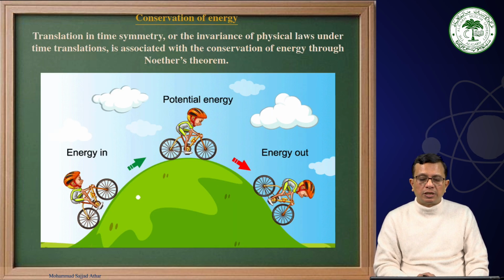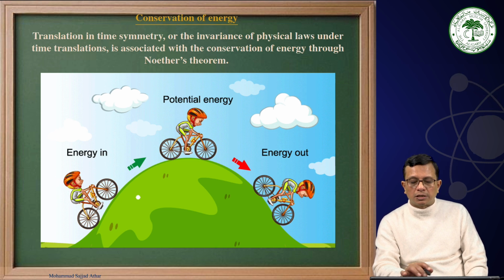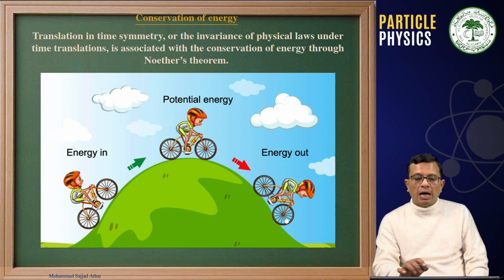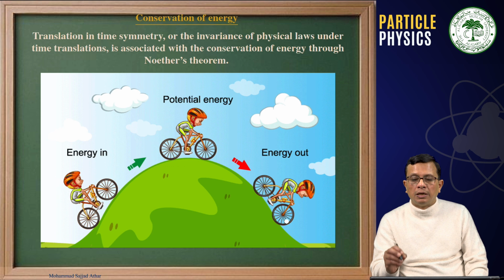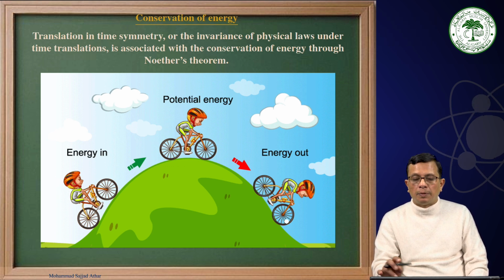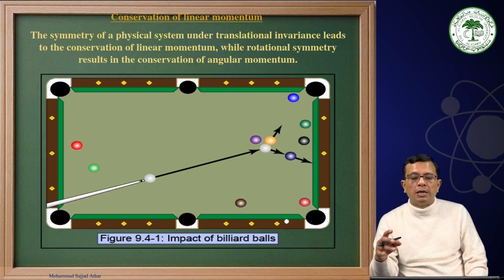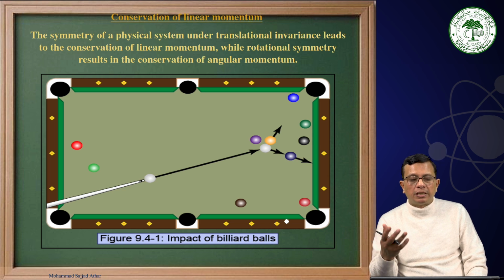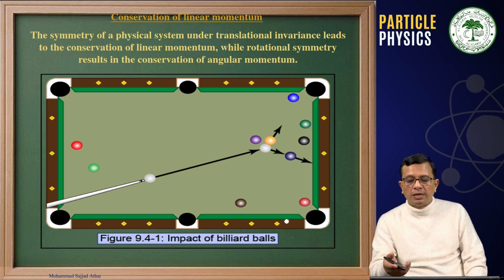For example, if we talk about conservation of energy, and this is a person who is moving along this mountain top, then what we find out is that the total energy of the system will remain conserved. And as it is moving up, the total energy is invariant. Therefore, translation in time symmetry, or the invariance of physical laws under time translation, is associated with the conservation of energy throughout the motion of this cyclist on this path. And this is the consequence of Noether's theorem. Similarly, when we talk about conservation of linear momenta, the symmetry of a physical system under translational invariance leads to the conservation of linear momentum, while rotational symmetry results in the conservation of angular momentum. I have just shown here billiard balls, and you know how this conservation of linear momentum takes place. This we have already discussed in one of the classes.